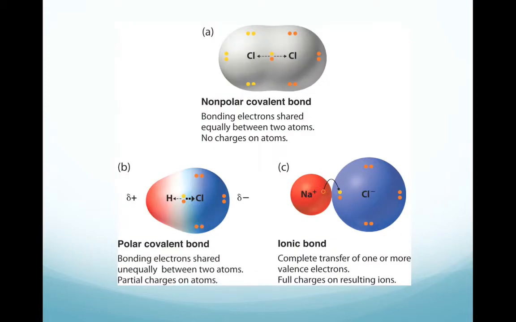If the electrons are shared equally between the 2 atoms, that bond is called a non-polar covalent bond. That's indicated at the top of the screen here. If the electrons are shared unequally, so that one atom has the electrons more of the time than the other atom, that bond is called a polar covalent bond. So in polar covalent bonds, each atom will actually have a partial charge, either partially positive or partially negative, because of the tendency of the electrons to hang out more around one atom versus the other.